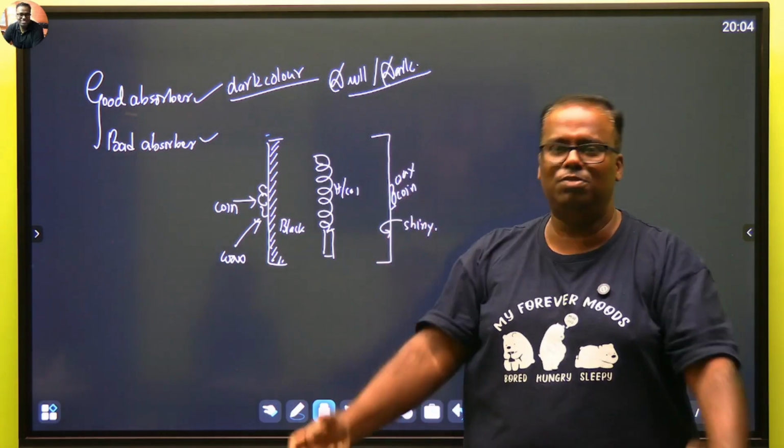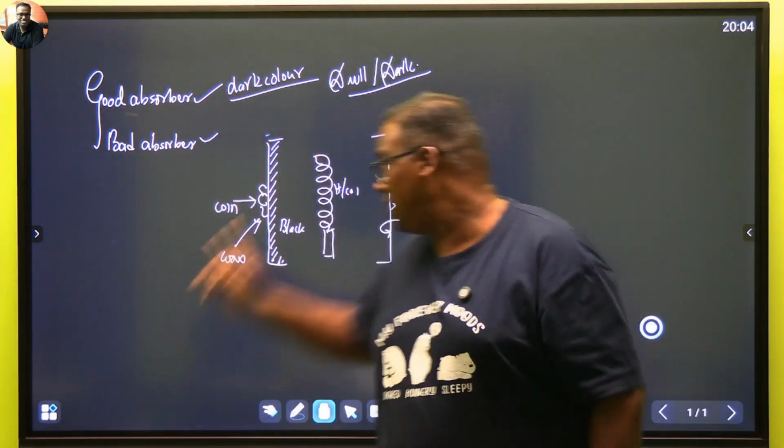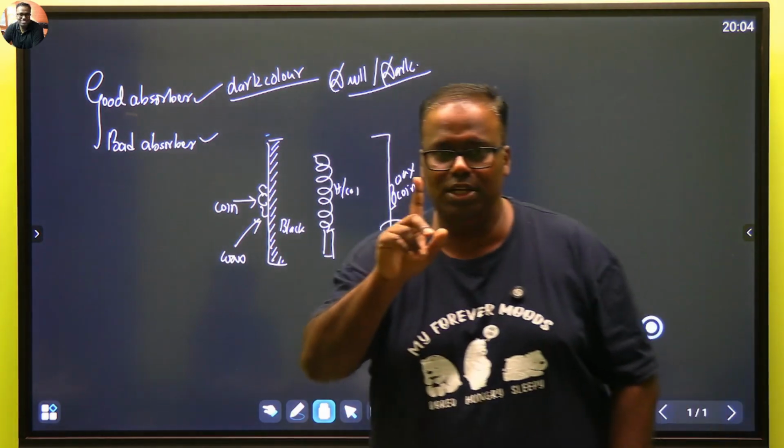They've absorbed as much of heat. So in cars we have that thing. Shiny वाला चीज लगा देते हैं. Shiny वाला absorb नहीं करता है.